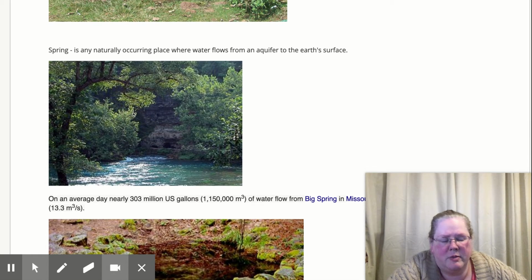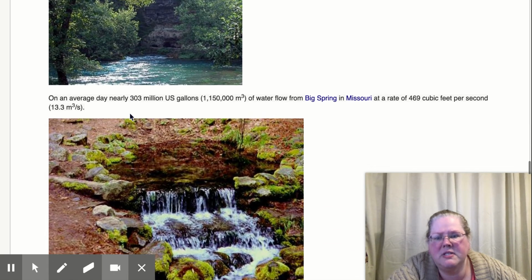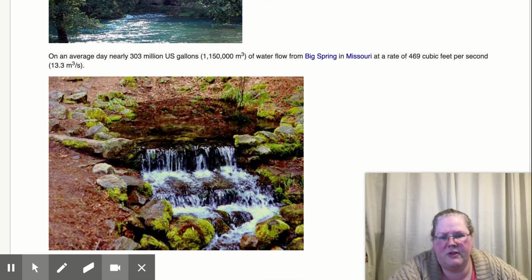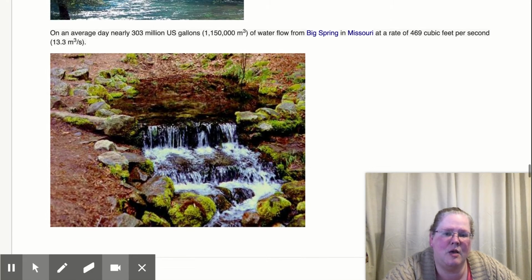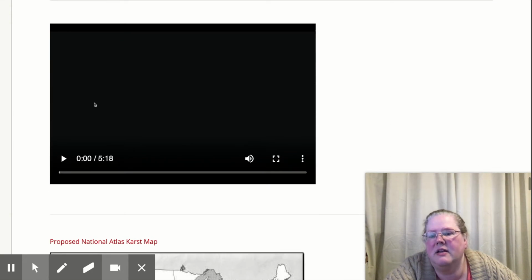A spring is a naturally occurring place where water flows from an aquifer or groundwater to the Earth's surface. If I look at this one here, on an average day, nearly 303 million U.S. gallons of water flow into the Big Spring in Missouri at a rate of about 469 cubic feet per second. That's just one spring, and think how many springs there are in your area, let alone the whole state of Minnesota, and then the whole country.